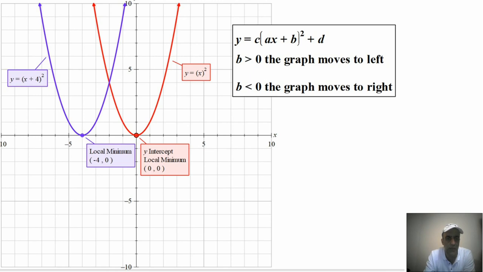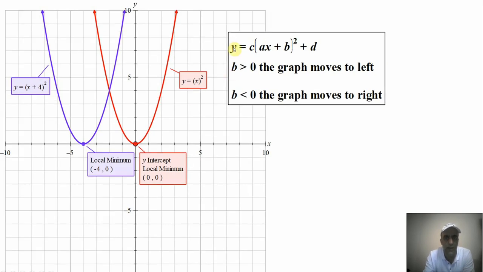If in the equation b is bigger than 0, the graph moves to the left. For example, here it's y equals x power 2, and here is y equals (x plus 4) power 2. As you see, what is the difference between b and d? B is inside the parentheses, and both x and b will be to the power 2, but d hasn't any power and hasn't any relation with the power 2.